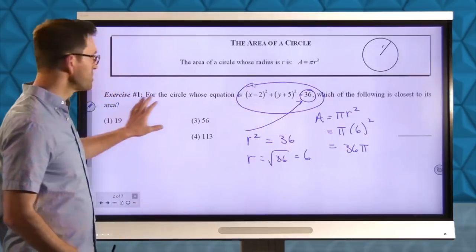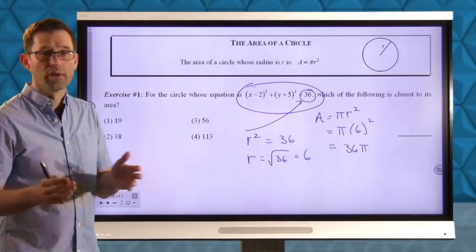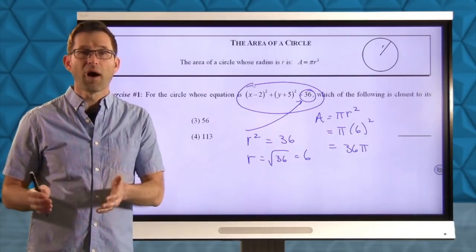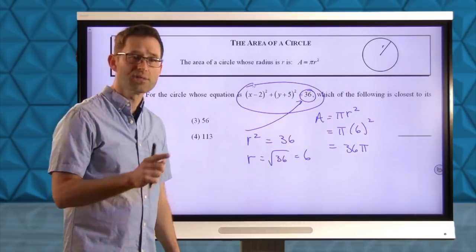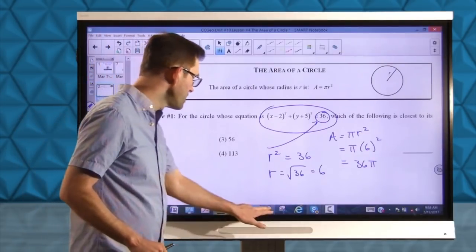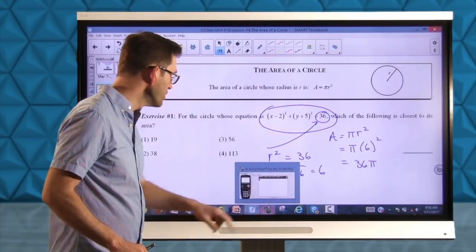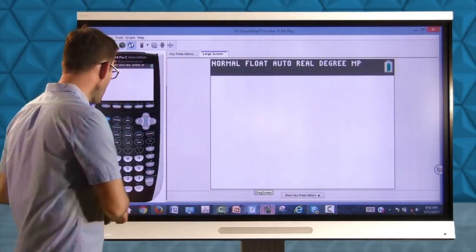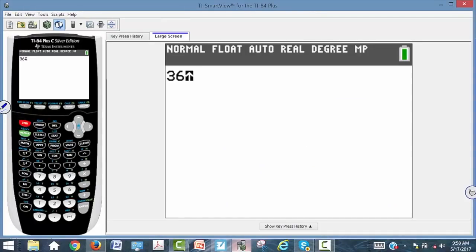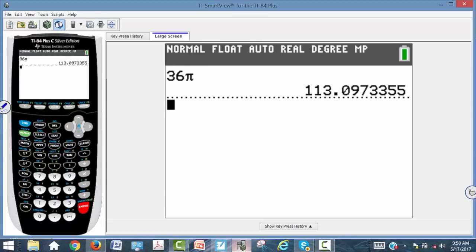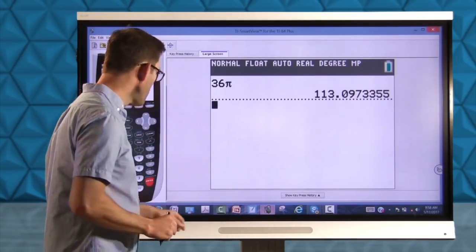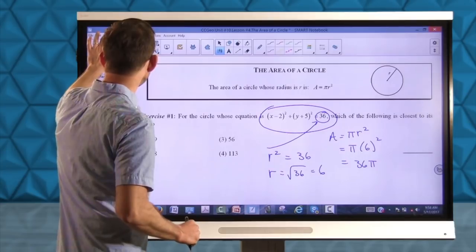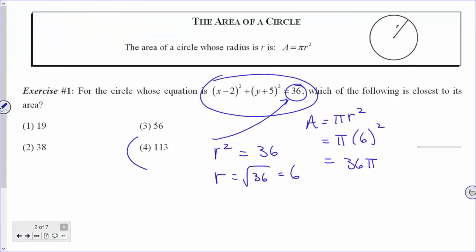Now, of course, if 36 times pi is one of the answers sitting here, we simply circle it and write it down. But 36 times pi is a number all in and of itself, and we really need to use our calculators to figure out what that is. So I'm going to exit out of this really quick and jump into my Texas Instruments calculator. Come on, there we go. And of course, all I need to do is type in 36 pi, enter. And there's our area expressed as a decimal, 113.097, etc. Very, very close to 113. And there it is, choice 4.